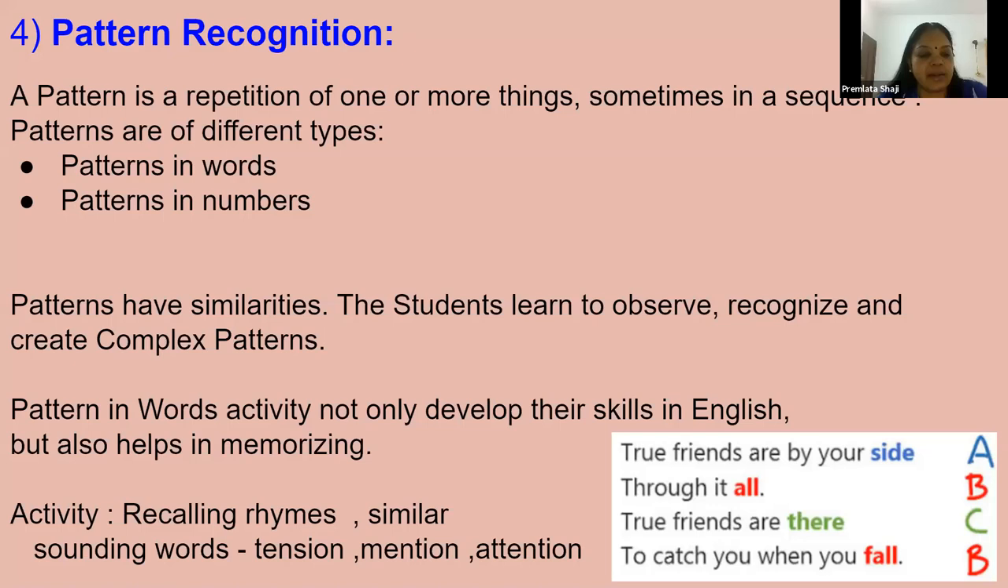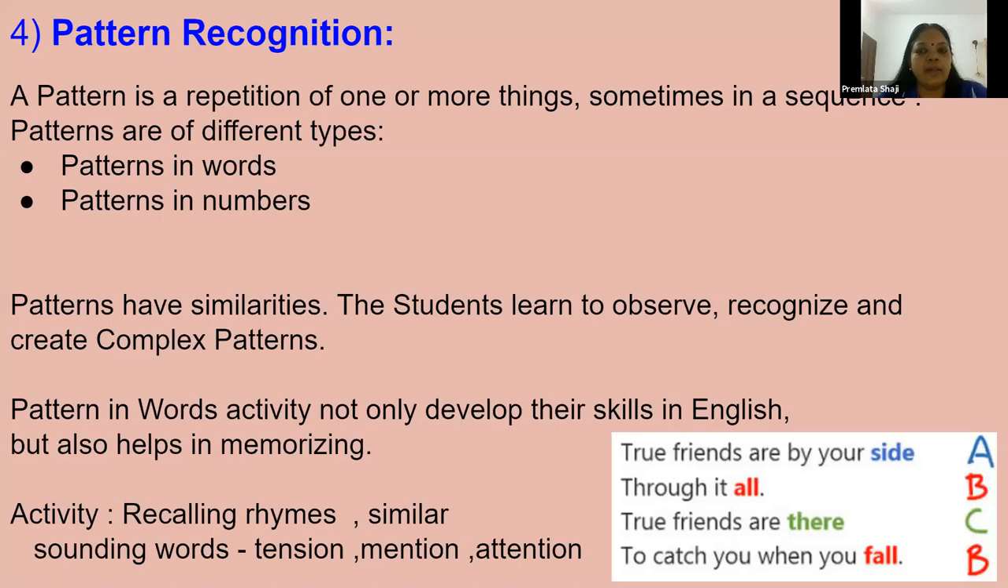So they were finding some pattern in words, and even by way of poetry too. A small poetry was given and they had to pick up all the statements that rhyme, and each had to be given a separate code. So as you can see on the right hand side, there were two lines which were of the same repetition. That is, they found that through it all, to catch you when you fall. So it is rhyming there. So the pattern similarities is established.